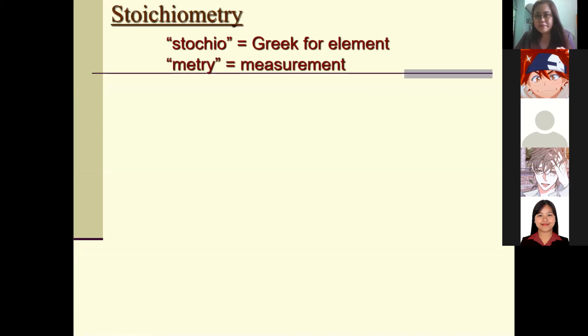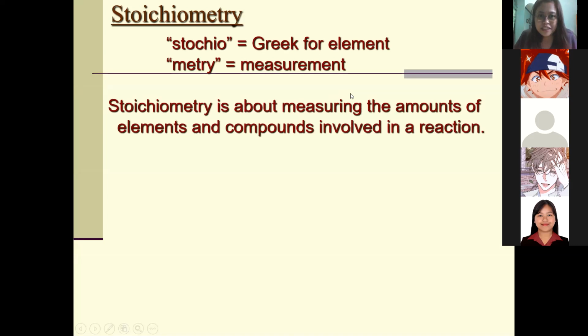So let's talk about stoichiometry class. Do not forget that it's a combination of 2 Greek words, stoichio, which means element, and metri means measurement. So when you say stoichiometry, this is actually about measuring the amounts of elements and compounds involved in a reaction. So in stoichiometry, we actually need a chemical equation for us to measure our substances, may it be an element or a compound. I-measure na to kung unsa sila kadaghan.